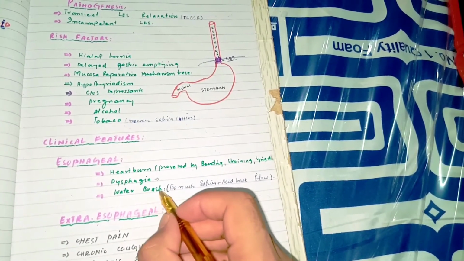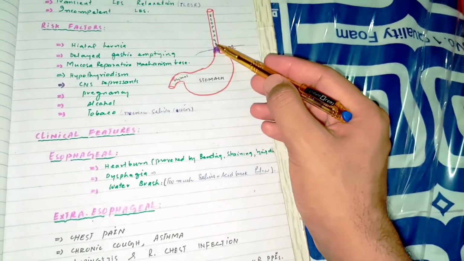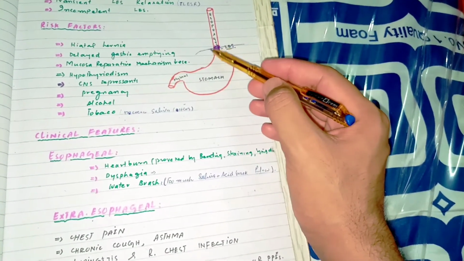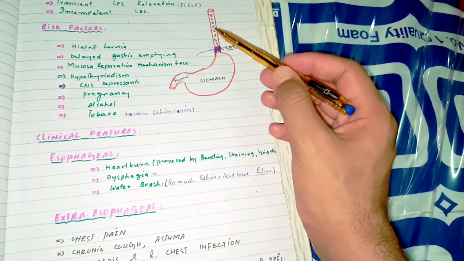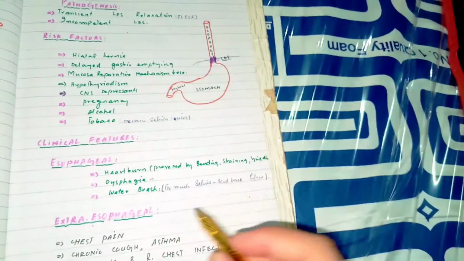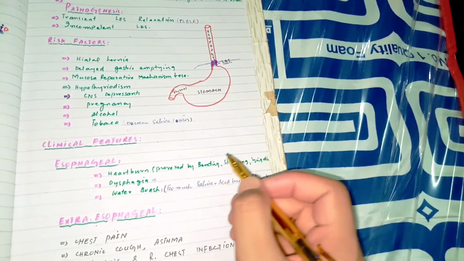The other is water brash. When the stomach content goes into the esophagus, it causes a reflex mechanism which increases saliva secretion, and this increased saliva secretion is called water brash.